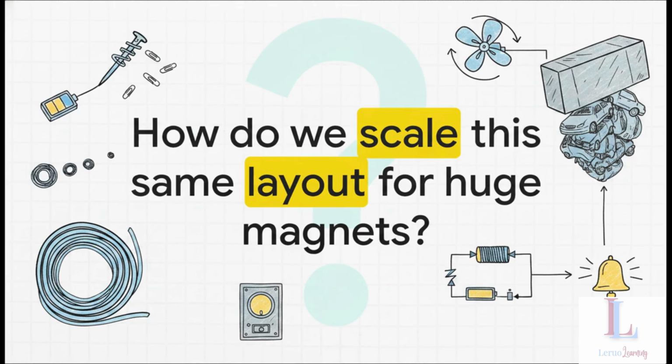Which leaves us with one final, pretty incredible thought to ponder. You just built a temporary magnet that can pull metal across a desk using nothing but 2 meters of wire and 4 D batteries. But here's the real question. How do we scale this exact same layout to build the massive electromagnets that spin industrial fans, chime our doorbells, or literally lift thousands of pounds of crushed cars at a scrap metal yard?